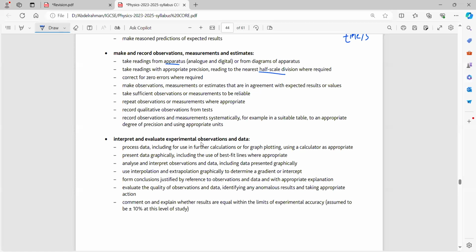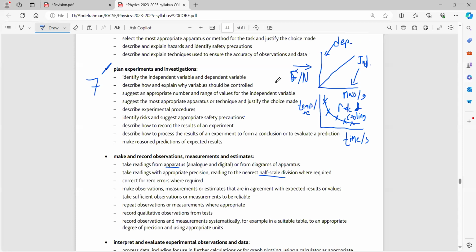You can write them down for the investigation. Someone's asking, you can write down in the investigation as a paragraph or as points. It's okay. You can write either as a paragraph or as points.